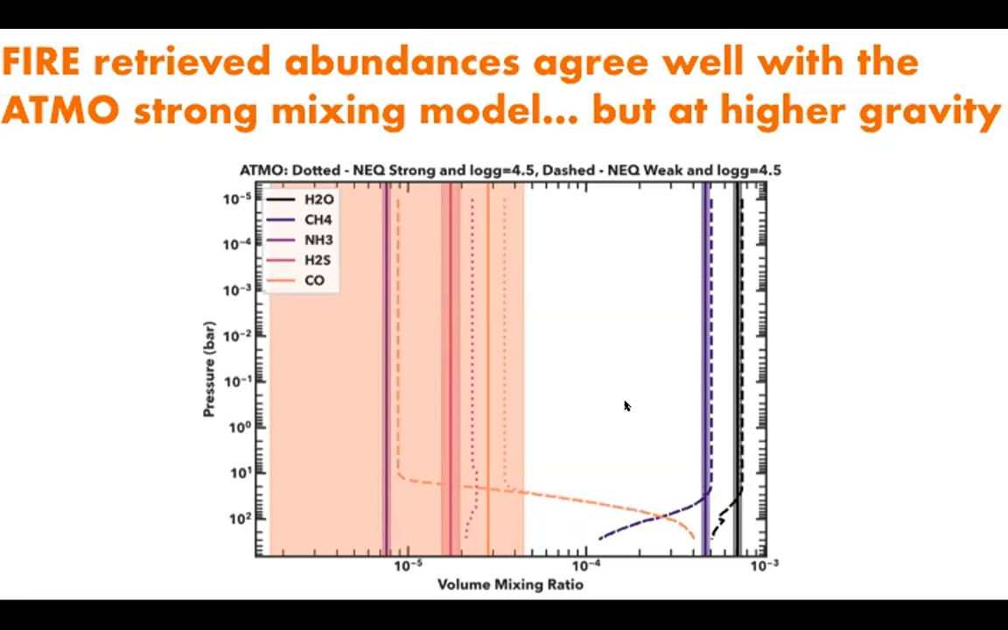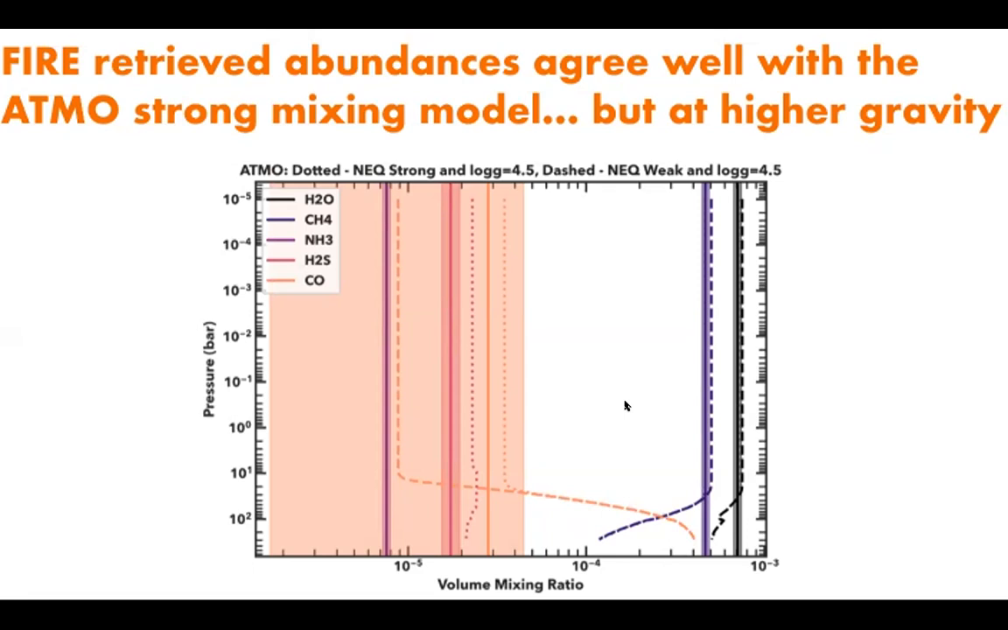Overall, it's somewhat reassuring that a free retrieval like ours, which had very minimal assumptions about what these abundances should be, is giving us physically plausible results that are somewhat consistent with our predictions for what these objects might look like.